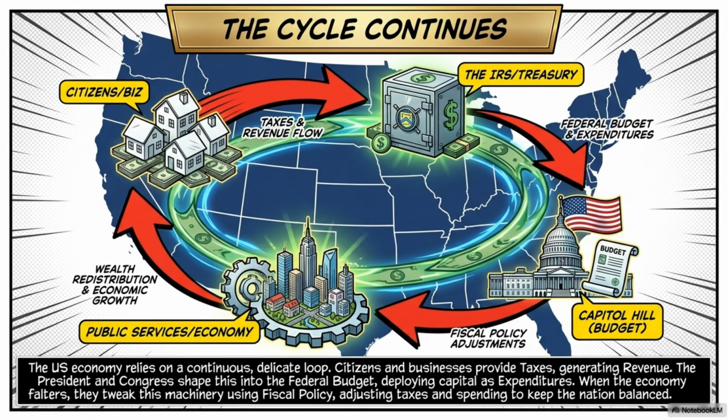The cycle continues. Citizens and businesses pay taxes, generating revenue. The federal budget is created, deploying capital as expenditures. When the economy falters, fiscal policy is used, adjusting taxes and spending to keep the nation balanced.